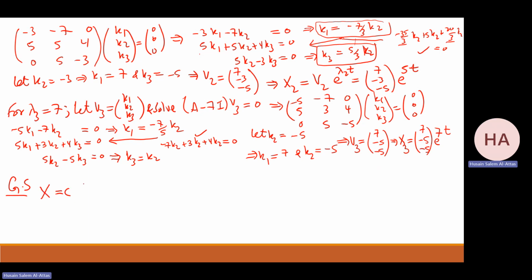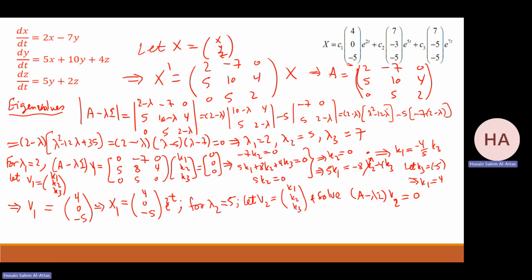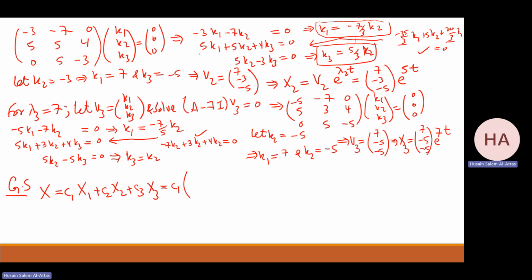X will be c1 x1 plus c2 x2 plus c3 x3. Well, what is x1? Where is x1? Yeah, I think we did x1. It's 4, 0, -5, e to the power 2t, plus c2 x2. Where is x2? Yeah, it's there: 7, -3, -5, e to the power 5t, plus c3.